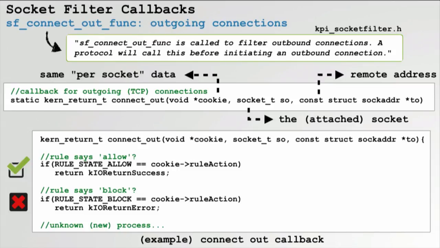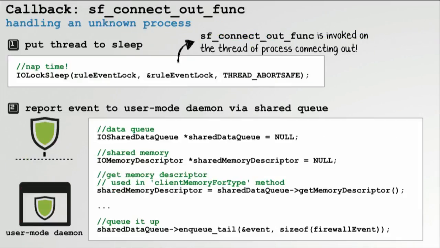And if it's set to ask, we have to execute some extra logic to determine what action to take. So in other words, we have to figure out whether to allow or block the connection. What we do is we first put the thread to sleep that's trying to perform the socket operation. This will pause the action. We then ask our user mode firewall component for assistance, and we pass the information from the kernel, specifically the PID and the socket, via a shared queue.